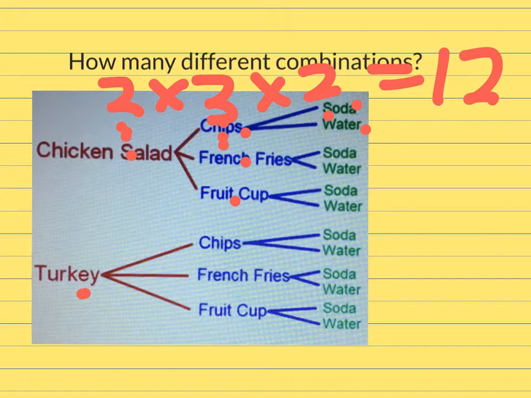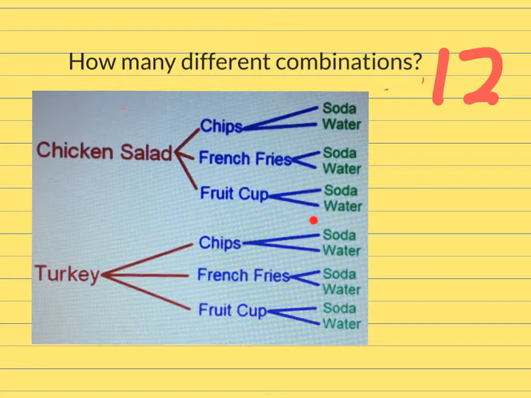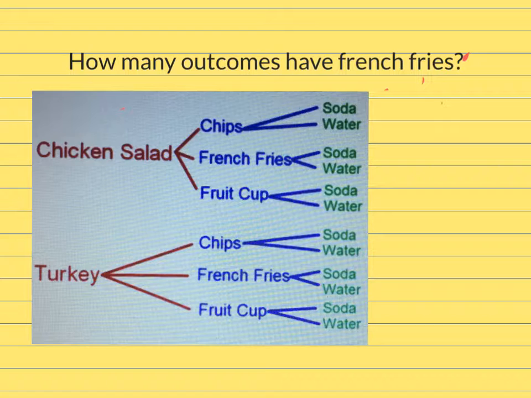We could also count the items at the end of the tree. If you look all the way to the right side of the tree, it gives us 1, 2, 3, 4, 5, 6, 7, 8, 9, 10, 11, 12 different combinations, because at the end of the tree you end up getting all your different combinations: chicken salad, chips, and soda, chicken salad, chips, and water, and so on. So if we count all the items at the end of the tree, we get 12 different combinations.